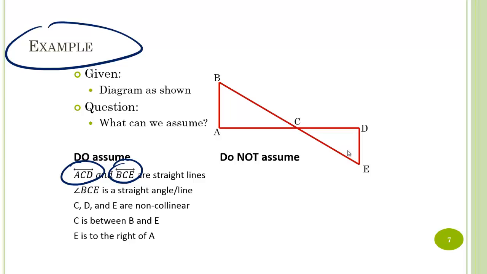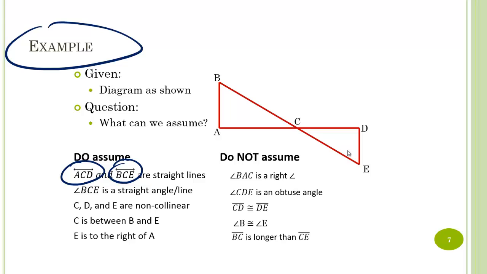Things you cannot assume: that angle BAC is a right angle. You cannot assume that segment CD is congruent to segment DE. You can't assume that angle B is congruent to angle E. You can't assume that segment BC is longer than segment CE. And you can't assume that angle CDE is an obtuse angle, or BCD. You can't assume, even though it clearly looks like an obtuse angle, and if you got a protractor out and measured it, it would be obtuse. But without being given that information, you cannot assume it.